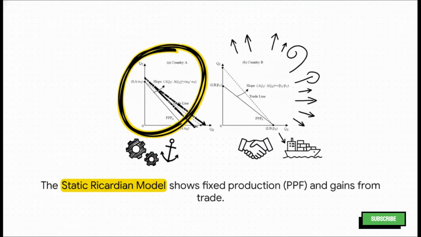It's pretty cool. Now this slide is a great way to visualize Ricardo's original static idea. That solid straight line? That's the production possibility frontier, or PPF. Just think of it as the absolute maximum a country can produce with the resources it has, say wine and cloth. But check out that dotted trade line. This is where the magic happens. By specializing and trading, the country can suddenly consume way beyond its own production limits. That's where those huge gains from trade really come from.